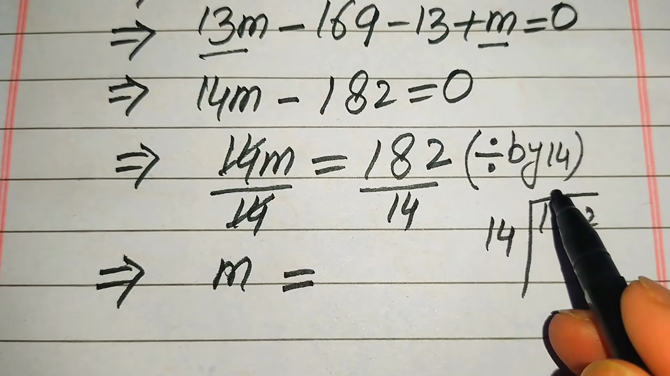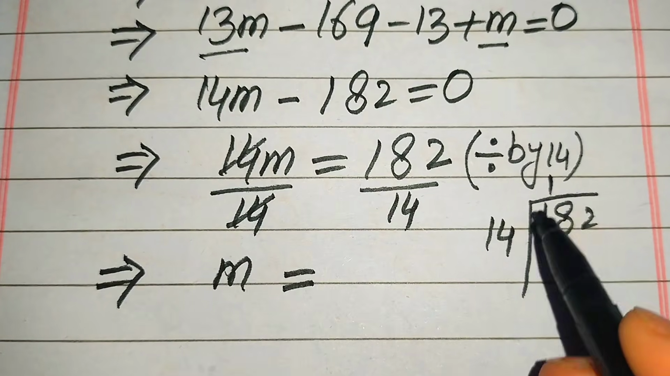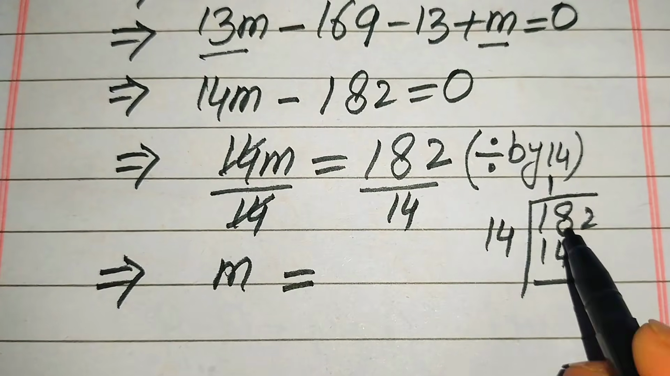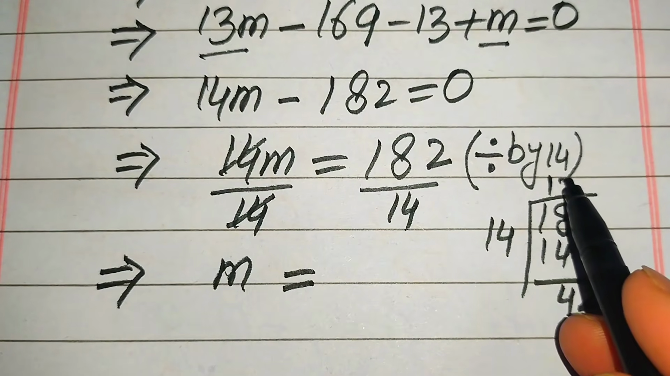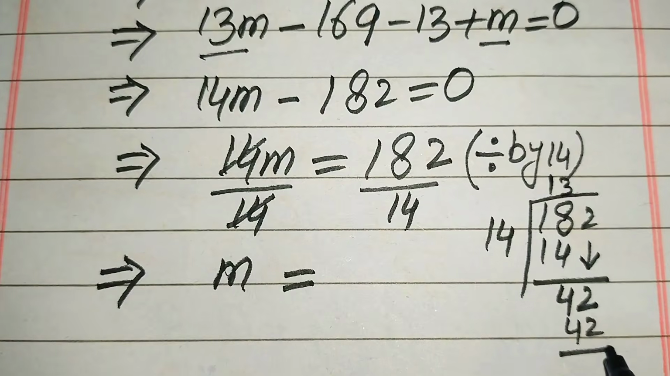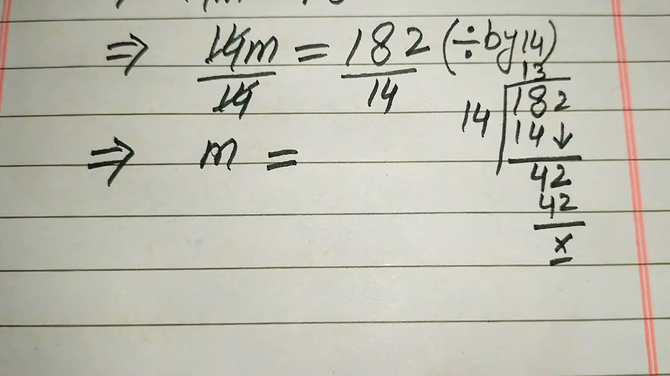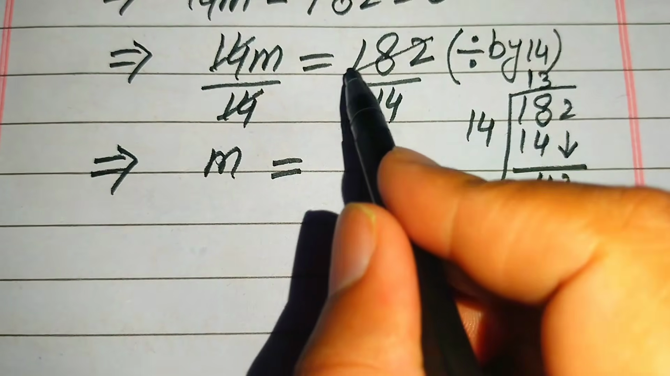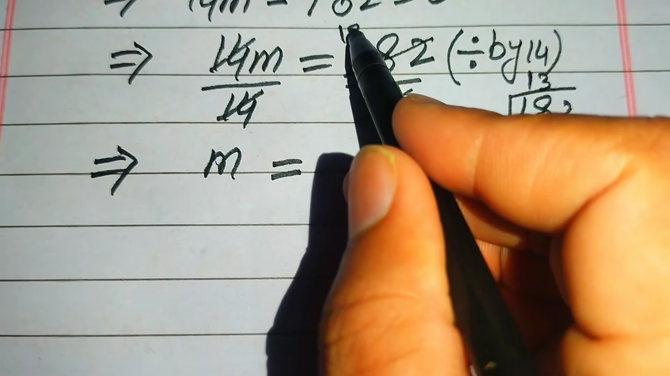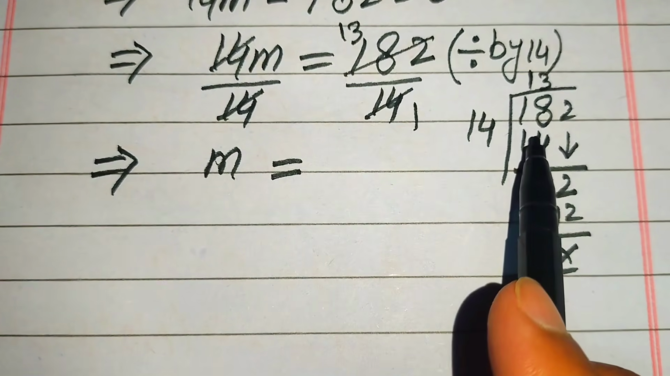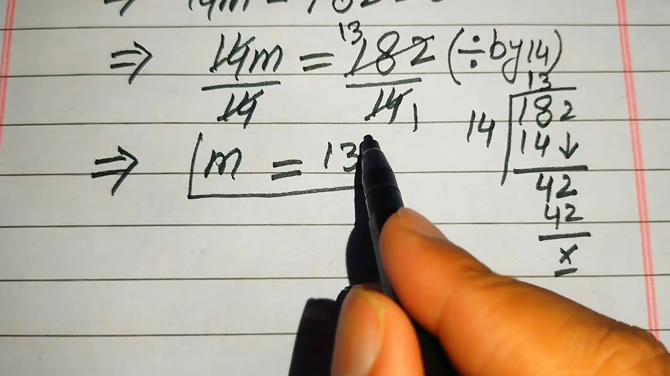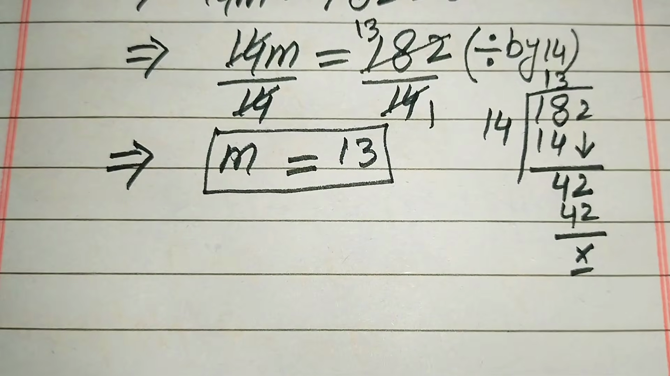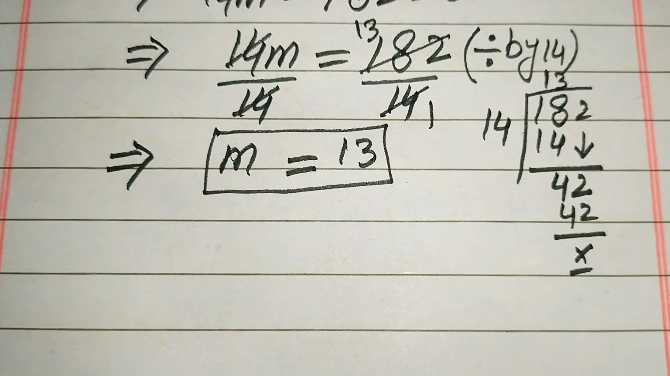We first multiply by 1, so 14 ones are 14. 8 minus 4 becomes 4 and we carry this 2 here, and 14 times 3 becomes 42. So 14 ones are 14 and 14 times 13 becomes 182. So we easily get the value of m equals 13. So in the first method we get only one root of the given equation, and that is equal to 13.